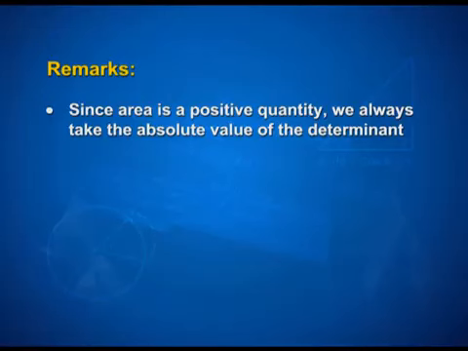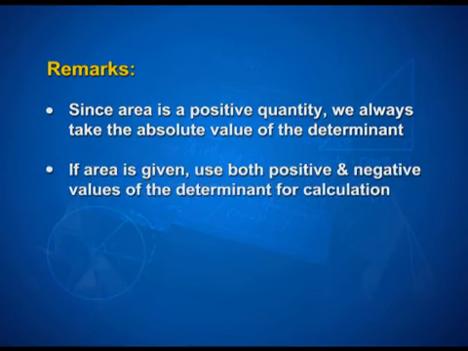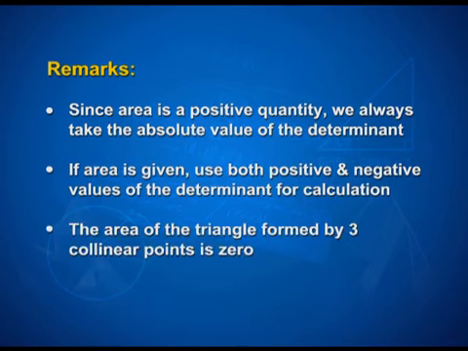Here, students, there are some interesting and important remarks for you. First, since area is a positive quantity, we always take the absolute value of the determinant. Second, if area is given, use both positive and negative values of the determinant for the calculations. Third, the area of the triangle formed by 3 collinear points is always 0.